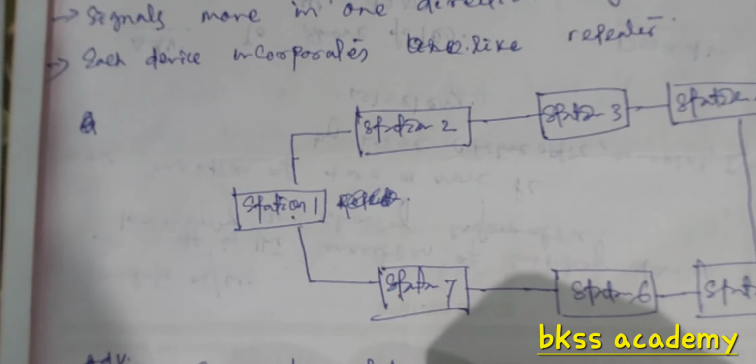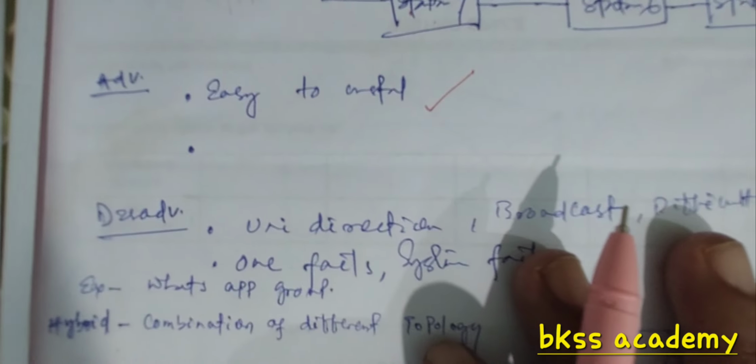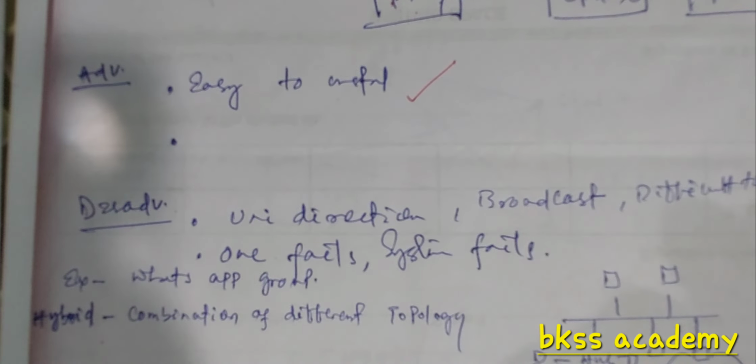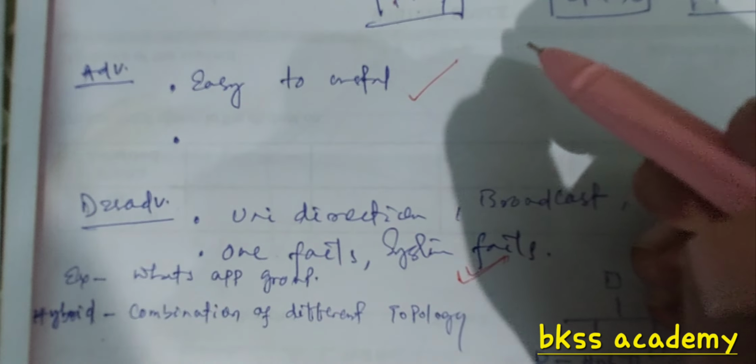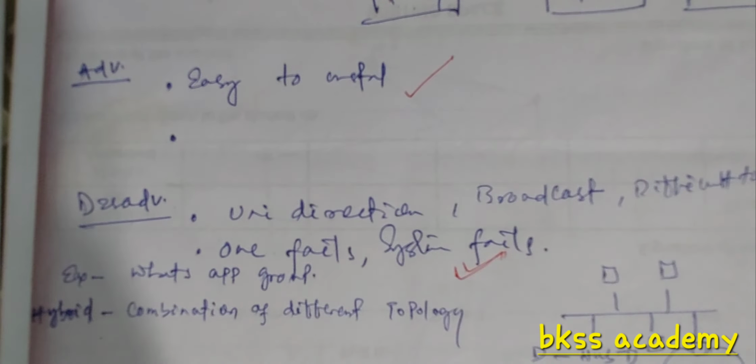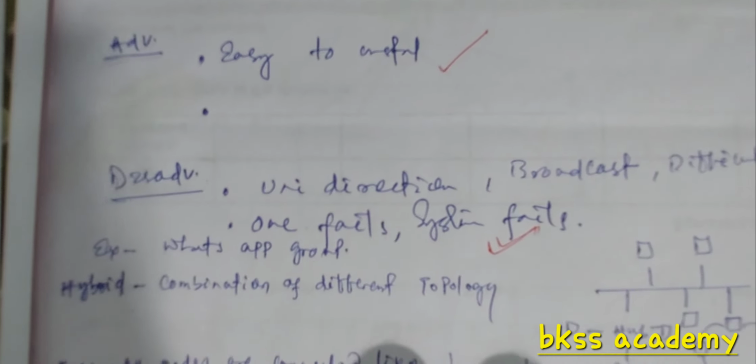Advantage is easy to install. Disadvantages: it is unidirectional, broadcast is difficult, difficult to add. One fails, system fails. It is another big disadvantage. If a system fails, the total network will fail.